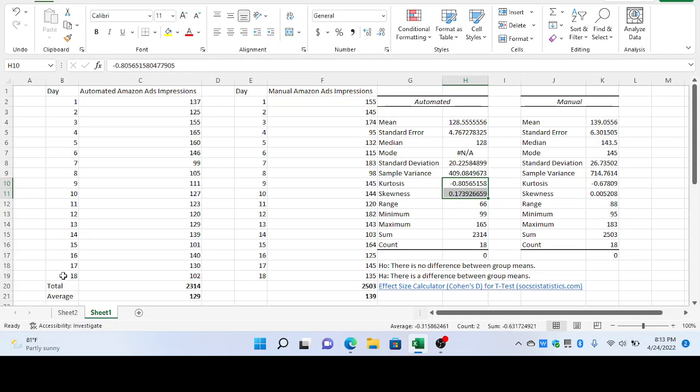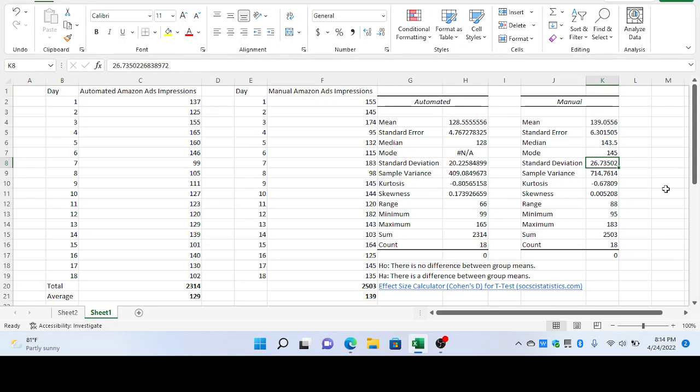Many customers will actually require you to hit at least a sample size of 30 so you can run a z-test. And then let's take a look at the manual, our mean, our manual targeting. So we got almost 139, just slightly over for our mean. Our standard deviation is 26.735.